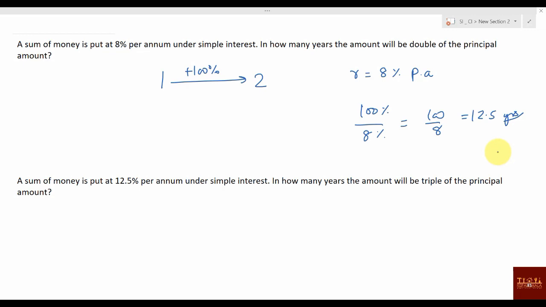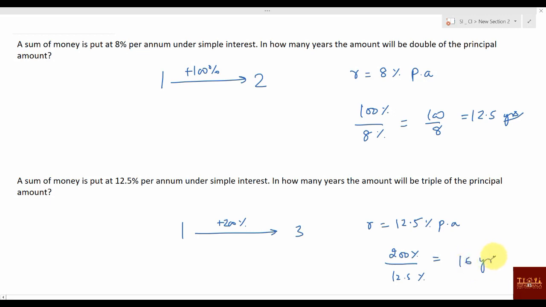Okay. Now, a sum of money is put at 12.5% per annum under simple interest. In how many years will the amount become triple? The amount is becoming triple, so 1 is becoming 3. How much percentage do you need? 200%. 12.5% per annum is your rate of interest. So 200% divided by 12.5%. The value of 12.5% is 100 by 8. So it will become 16 years.